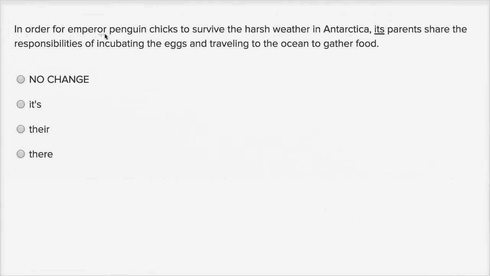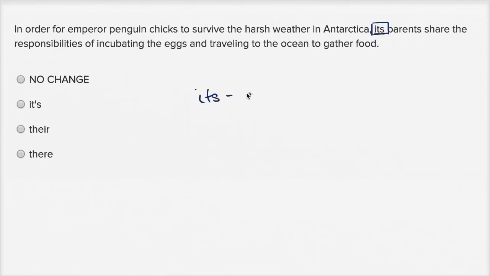In order for emperor penguin chicks to survive the harsh weather in Antarctica, its parents share the responsibilities of incubating the eggs and traveling to the ocean to gather food. All right, so let's look at the "its" right over here. Its parents. So "its" is this right over here.